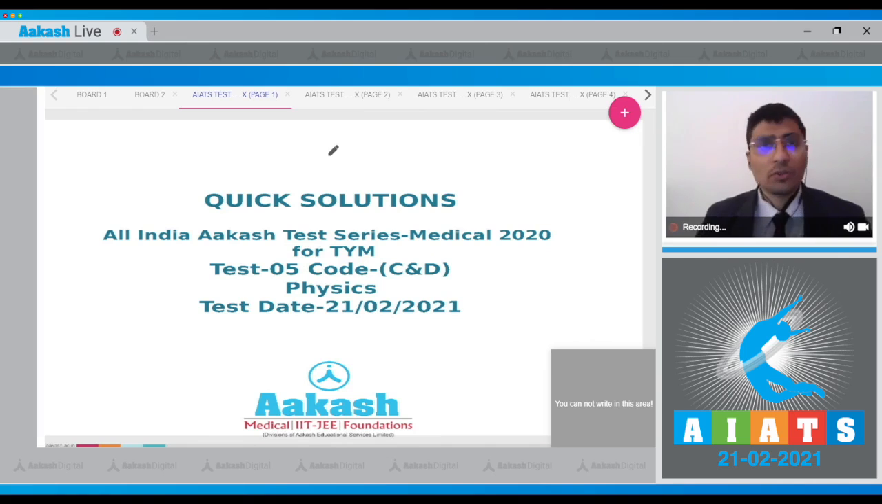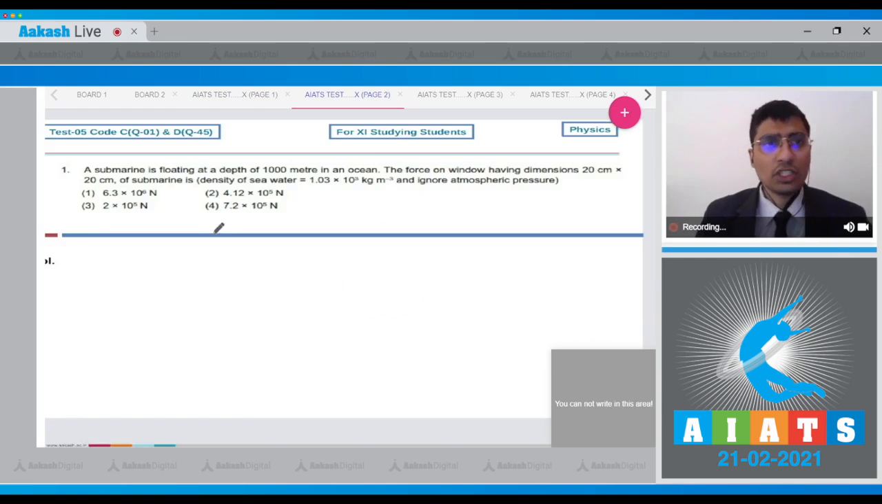Now let us proceed to the first question of this test. The first question says, a submarine is floating at a depth of 1000 meters in an ocean. The force on a window having dimensions 20 cm cross 20 cm of the submarine is, the density of seawater and the atmospheric pressure is given.